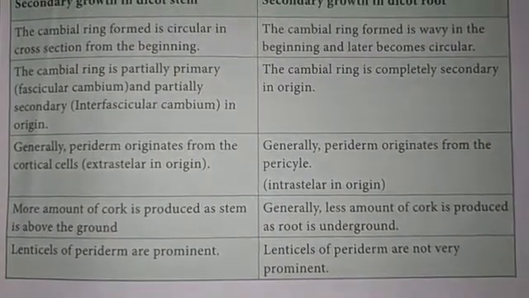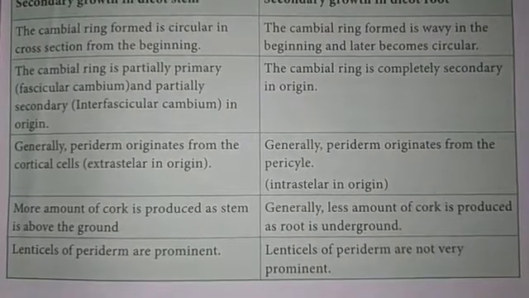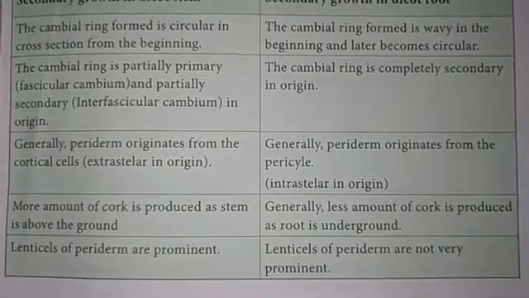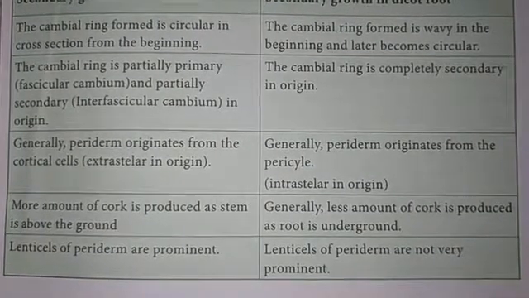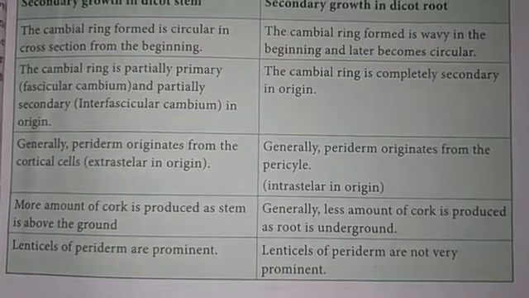In dicot stem, lenticels of periderm are permanent. In dicot root, the lenticels of periderm are not very prominent. Sometimes they may be absent.